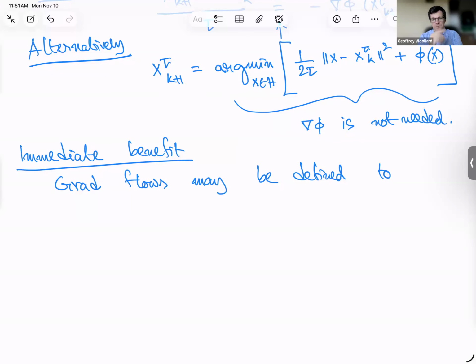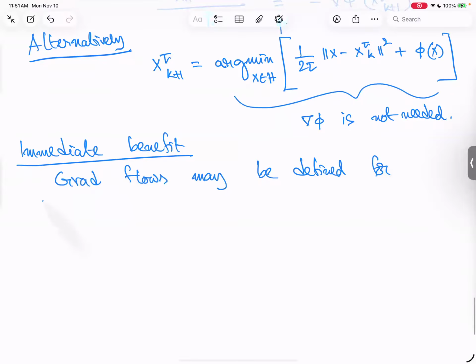Okay. So when we talk about gradients, we need to essentially make sure that the function is differentiable. And this differentiability of functions is not always guaranteed, especially when you're working with arbitrary Hilbert spaces. Okay. So gradient flows may be defined for convex functions, subdifferentials.